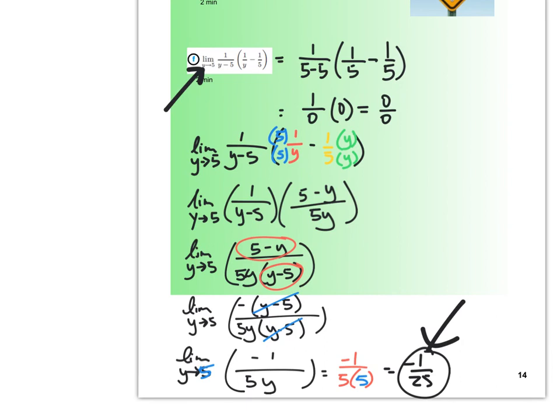Okay, I think that's good for today. That would be day number 1 on the formal definition of the limit and limit existence.